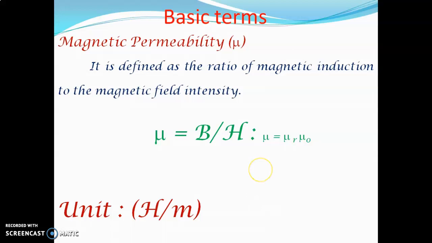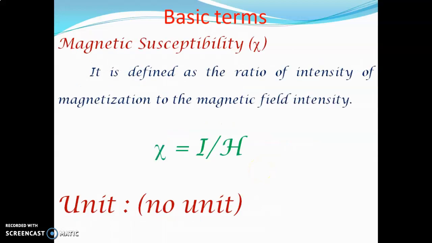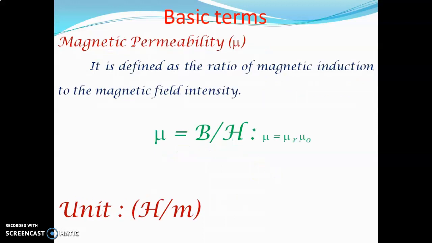Magnetic susceptibility is the ratio of magnetization to the magnetic field intensity. The next one is magnetic permeability. It is the ratio of magnetic induction to the magnetic field intensity. Both represent how much a magnetic material gets magnetized. Magnetic permeability represents how many magnetic field lines a material permits inside it.